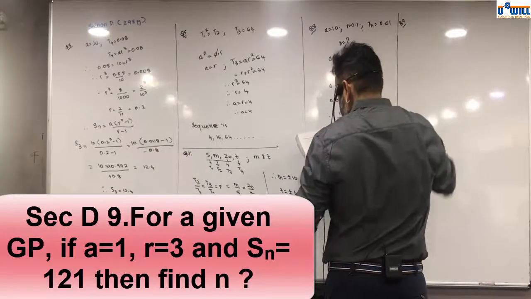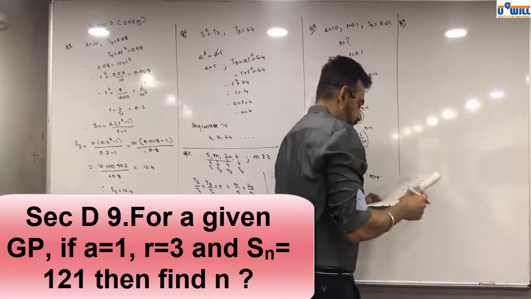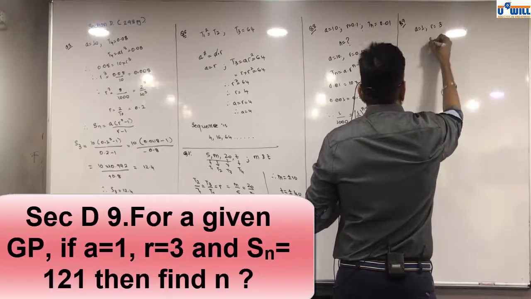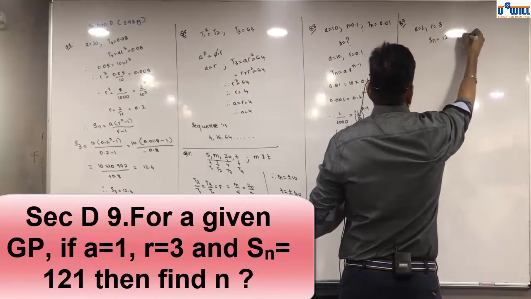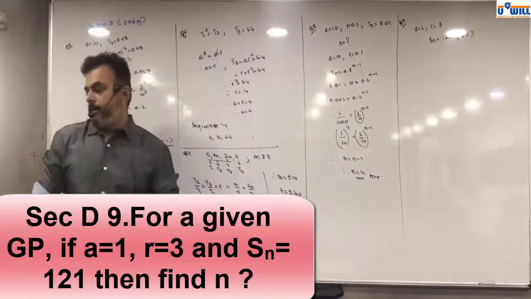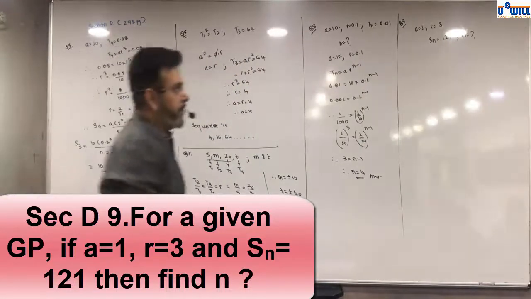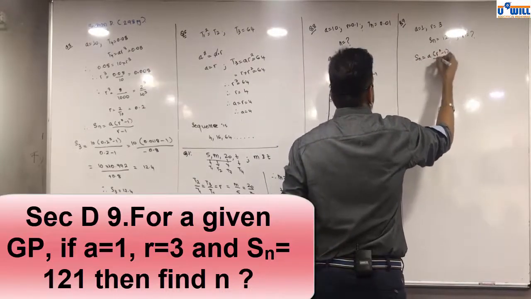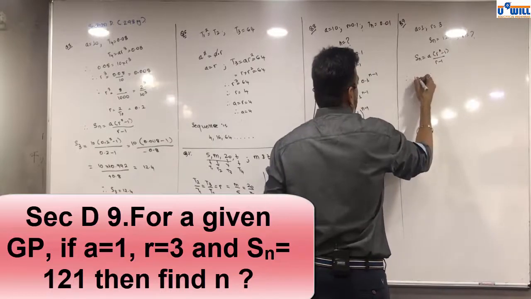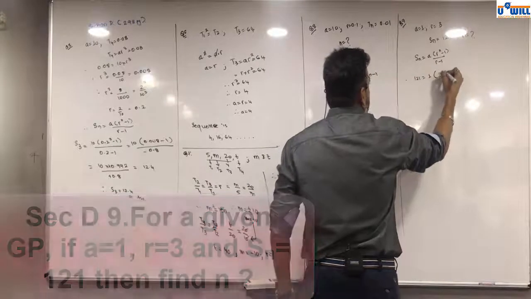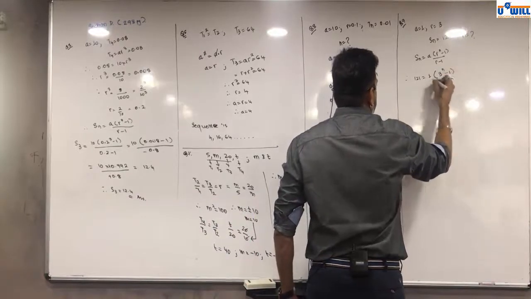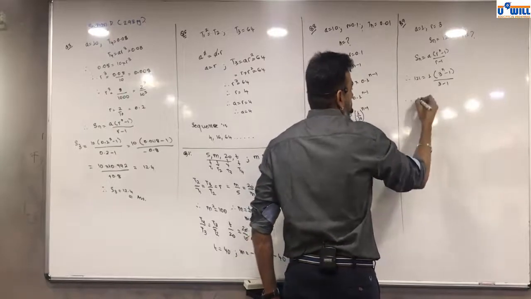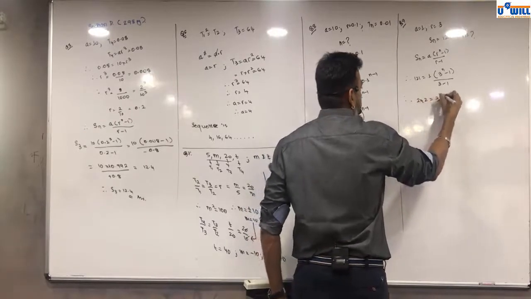Question 9. For a given GP, if A is equal to 1, R is equal to 3, Sn is equal to 121. We have to find n. Very simple, everything is given. Sn is equal to A into R raised to n minus 1 upon R minus 1. Therefore, 121 is equal to 1 into 3 raised to n minus 1 upon 3 minus 1. 3 minus 1 is 2. 2 into 121 is 242 is equal to 3 raised to n minus 1.